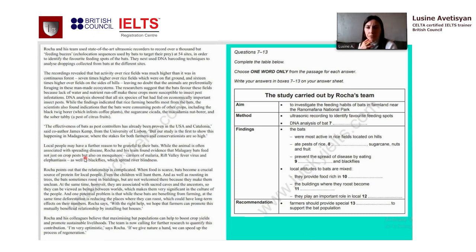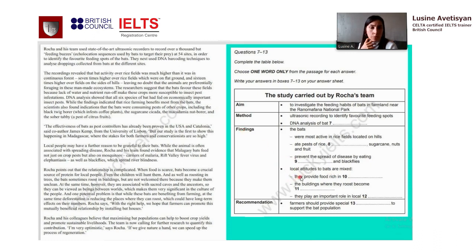Oh my god! So they are the black flies, which bats eat and stop the virus, and they are mosquitoes, which they eat and stop the virus of malaria. So here I can say that they prevent the spread of disease by eating mosquitoes and black flies. Grammatically correct? Yes. Local attitudes to bats are mixed.